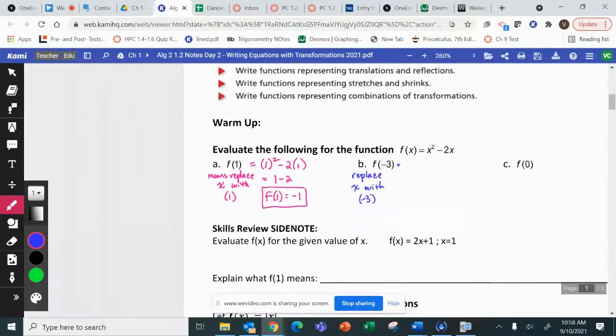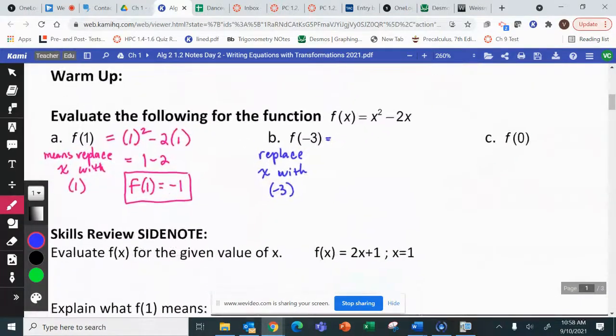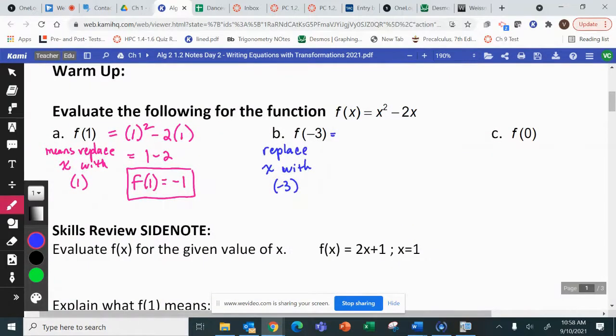This is the warm-up for section 1-2, day 2. We are talking about writing equations today. So I already did the warm-up, question A, before the video started.